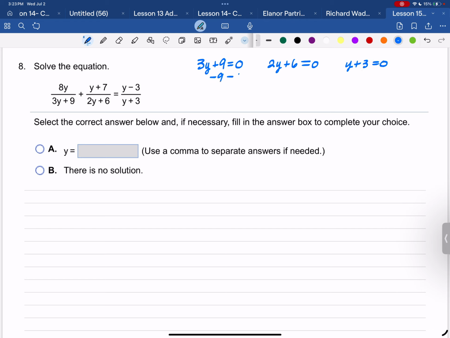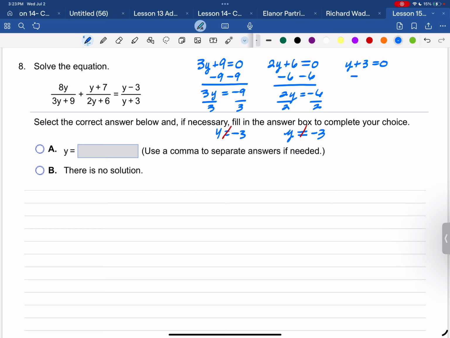So these are just little 1 or 2 step equations. 3y is negative 9 divided by 3. y is negative 3. So that's the first thing that y cannot be. It cannot be negative 3. 2y plus 6, I'll subtract 6 from both sides. 2y is negative 6 divided by 2. y, again, we get negative 3. y can't be negative 3.